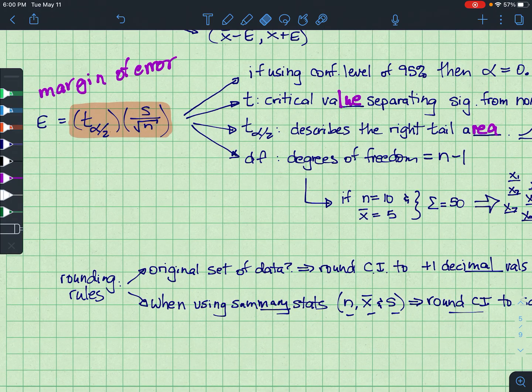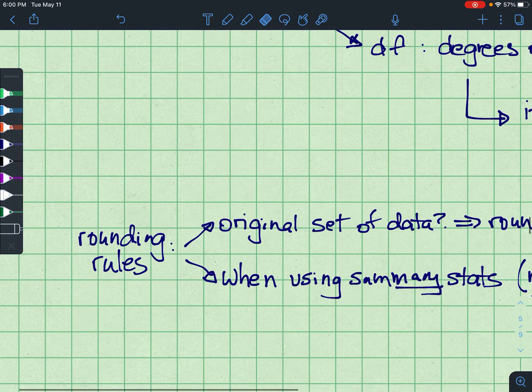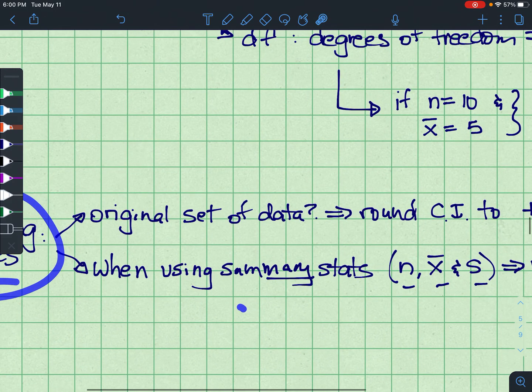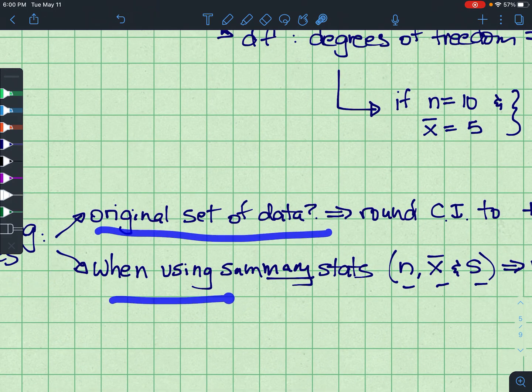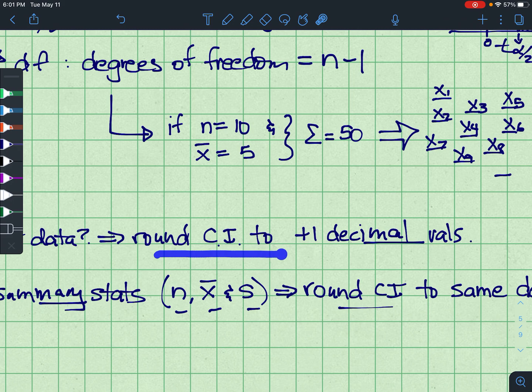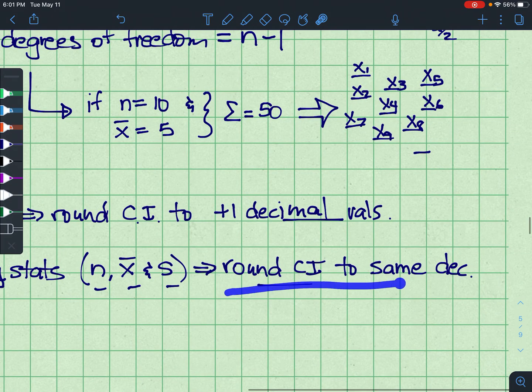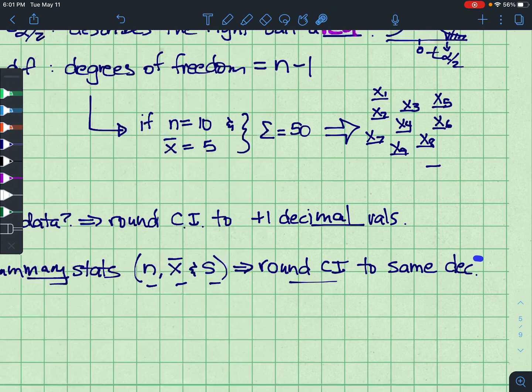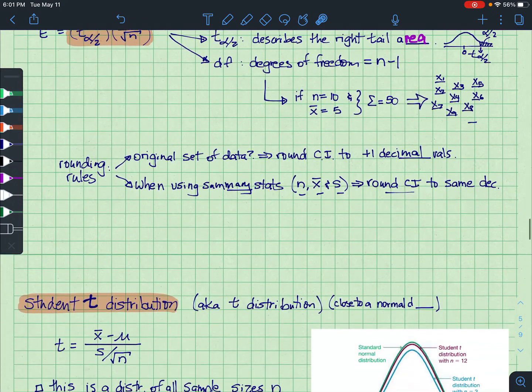If you are finding the final calculations, there are rounding rules which you must consider. Are you working with the original set, or are you working with the summary stats? That's going to differentiate how you round. If it is the original data items, then you go one more decimal place than what they gave you. Otherwise, you round to the same as whatever the summary stats are rounded to.